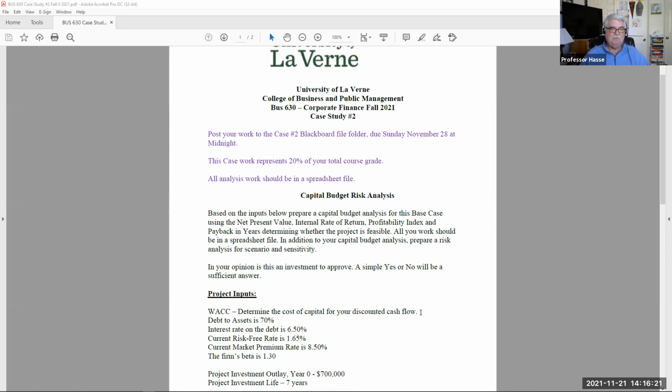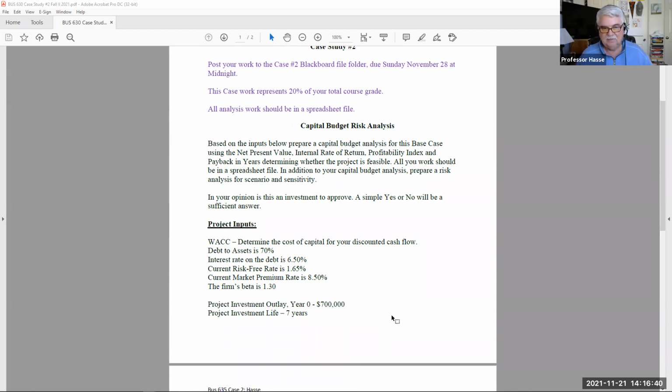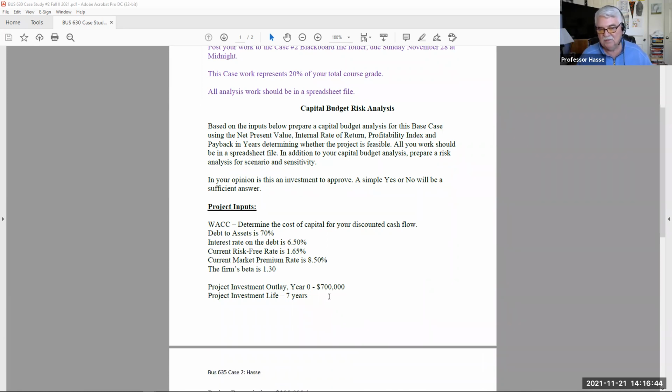So I want to see, after you've done all this, a yes or a no on your spreadsheet telling me your interpretation. Now, in the electrics case, you're going to be writing about 3 pages about your interpretation. But in case number 2, all you have to do is write a simple yes or no. The case is a 7-year project with an investment of $700,000.